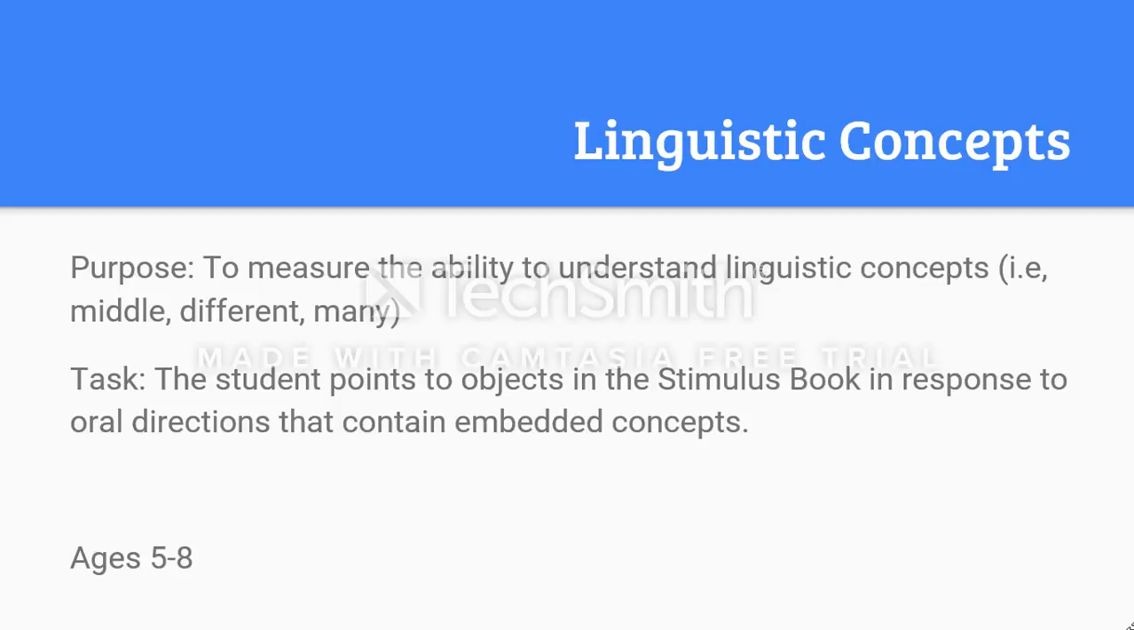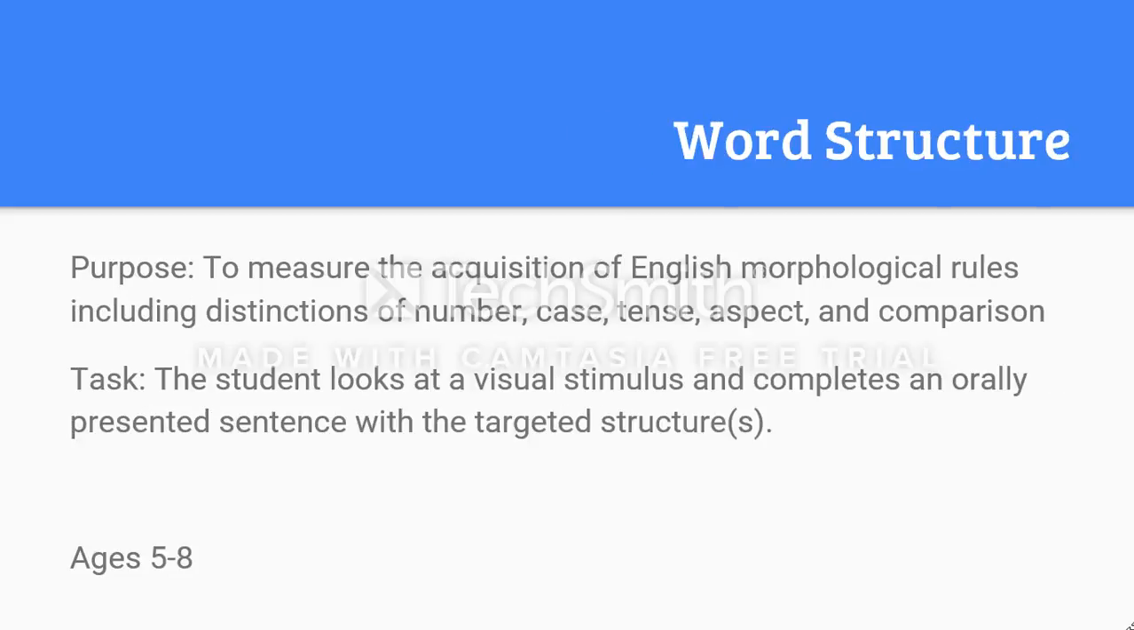The next subtest is Linguistic Concepts, and it is used to measure the student's ability to understand linguistic concepts such as middle, different, and many. And this is done by asking the student to point to objects that are in the stimulus book in response to given oral directions by the clinician that contain these concepts. And this would be appropriate for ages 5 to 8.